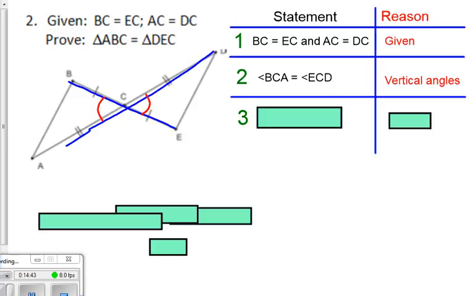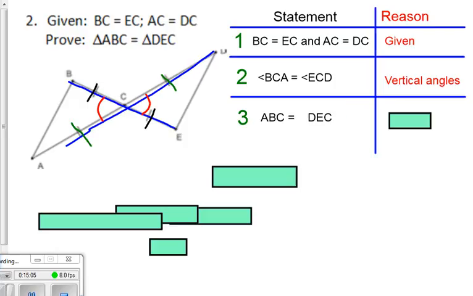Or you can say definition of vertical angles. They have to be exactly the same. Vertical angles are congruent. Our last piece then, if we look closely, we have a side equal to each other, an angle being equal to each other, and a side being equal to each other. So we can say then that ABC equals DEC.